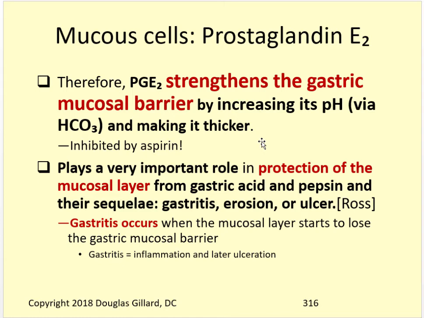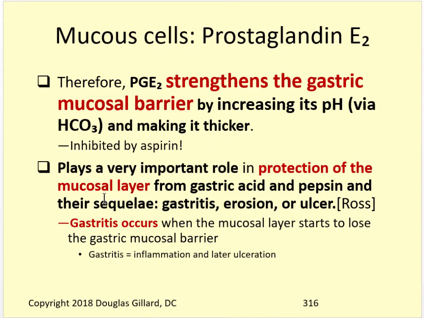Okay, let's see. So therefore, PGE2 strengthens the gastric mucosal barrier by increasing its pH. How does it increase its pH? Because it spits out bicarbonate anion, which you can think of as basic. I mean, it's really a buffer, but we're not going to get that crazy into this. And it thickens it up. So very important role in the protection of the mucosal layer from gastric acid, from pepsin, and their sequelae. Add that to your list.